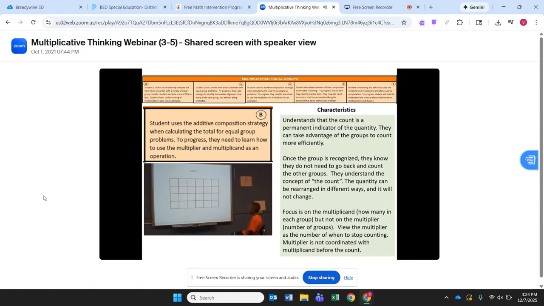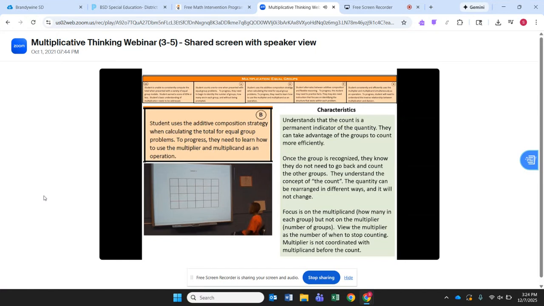But the focus is on this, and remember, level B is about working on equal groups, but we're making this focus right here because this actually has to do with division. But think how far away we are from division, because if this is in place, it's going to affect their division. It says the focus is on the multiplicative, or how many in each group, but not the multiplier, the number of groups. So they view the multiplier as the number of when to stop counting. The multiplier is not coordinated with the multiplicative before the count. A little confusing, but here's what that means.